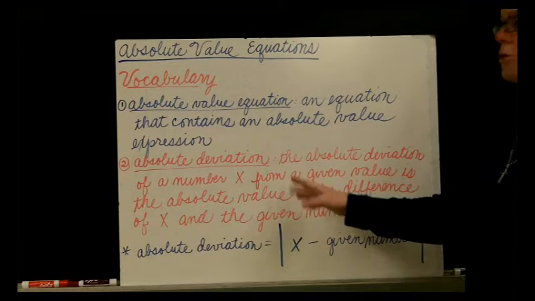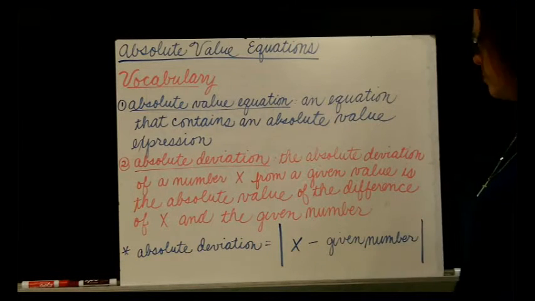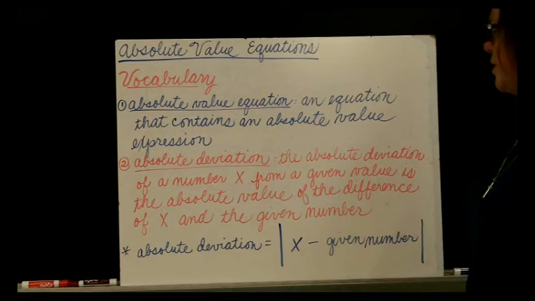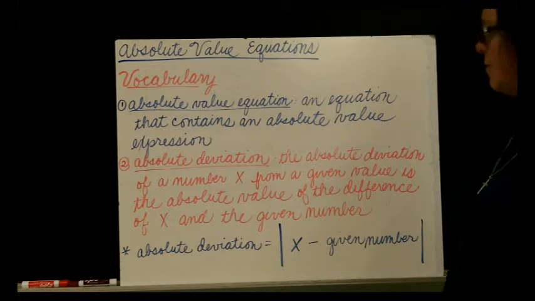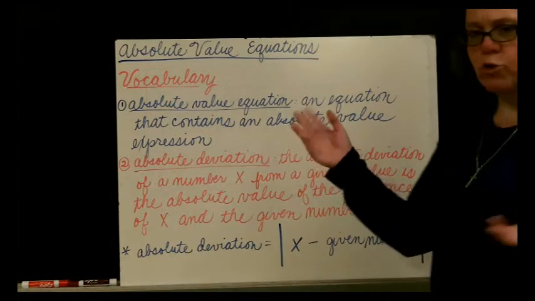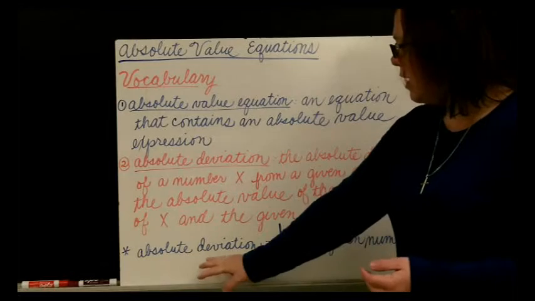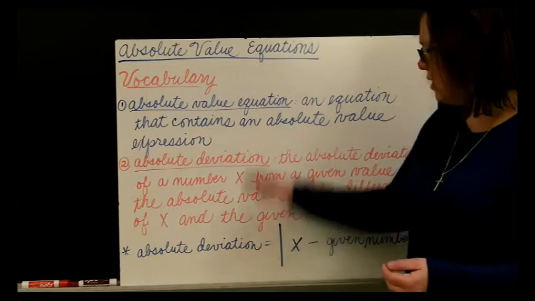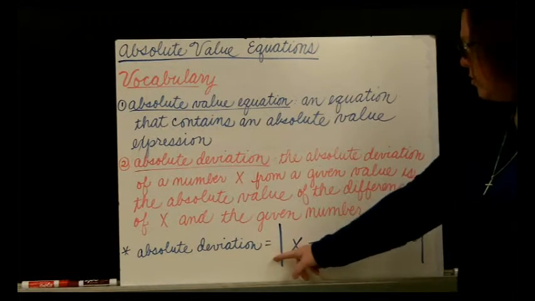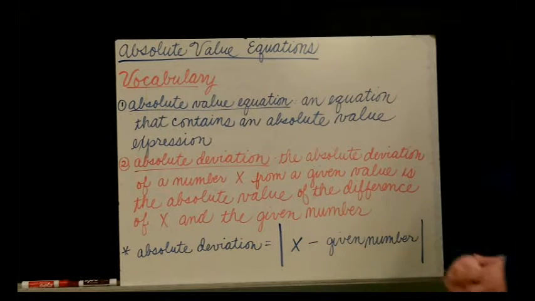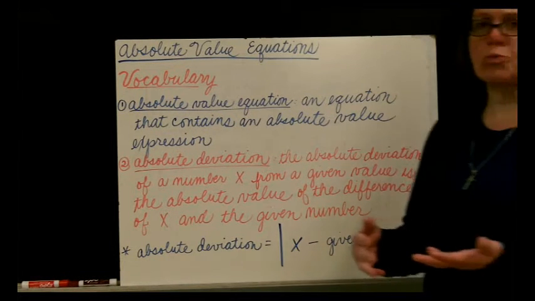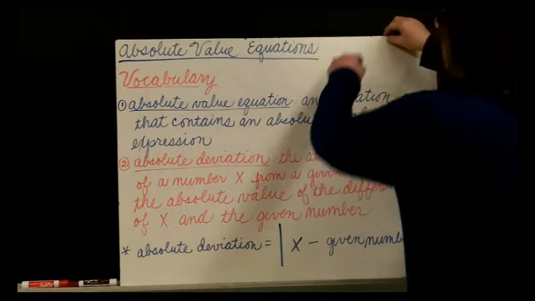And this one is a little tricky. This is brand new to you. Absolute deviation. An absolute deviation of a number x from a given value is the absolute value of the difference of x and a given number. And here we have a formula, so to speak, that we follow. Our absolute deviation, as the definition says, equals the absolute value of x and a given number. And as we work through these problems, I know that these terms will be clear to you.